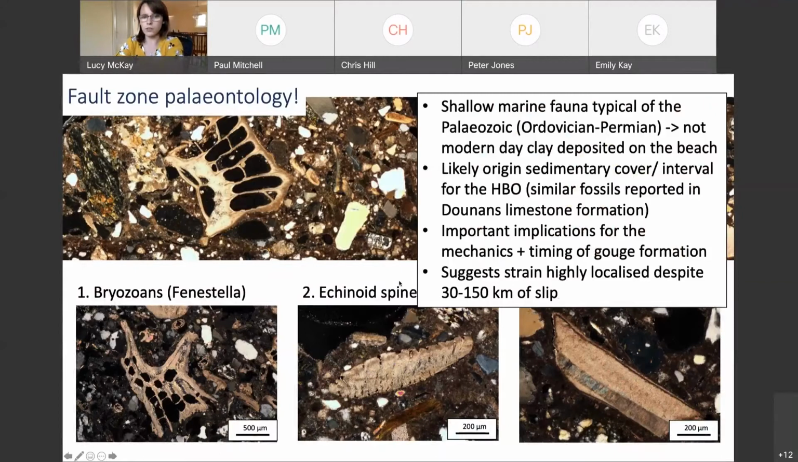So it does have some implications for the mechanics and timing of it. The presence of them suggests that strain is highly localised. But unfortunately, I haven't been able to complete any further work on these fossils. It wasn't really my area of expertise, so their presence and why they're there still remains somewhat a mystery.